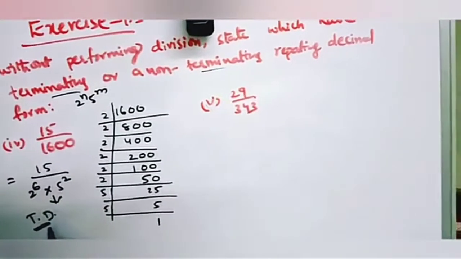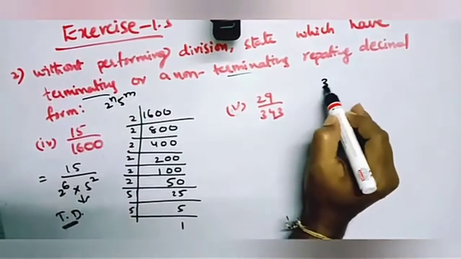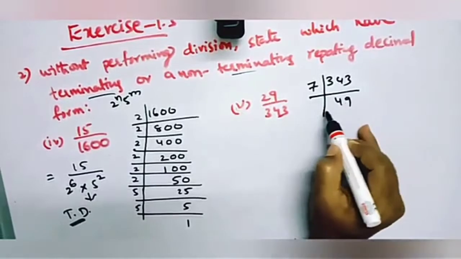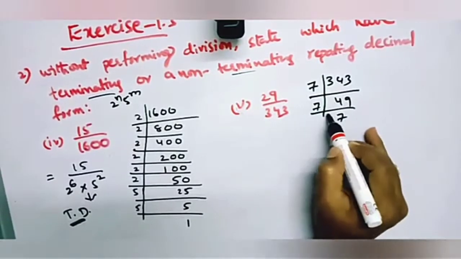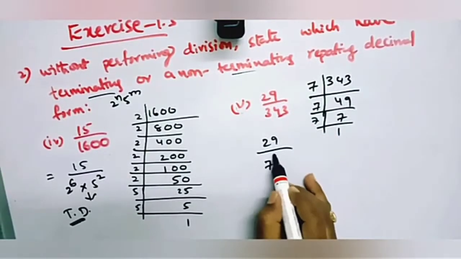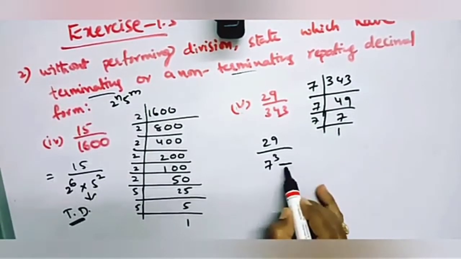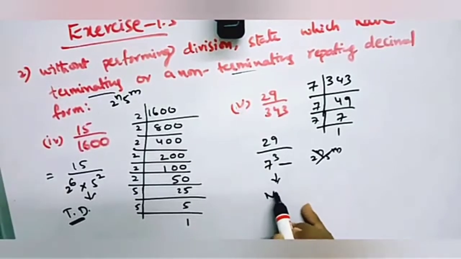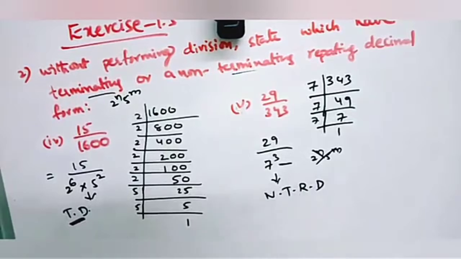The next question, 29 by 343. So 343, I'm doing the LCM with this. It is coming under the 7 table: 7 times 49, then 7 times 7, then 7 times 1. So 29 by 7 power 3, I'm writing the denominator. So the denominator is not in the form of 2 power n and 5 to the power of m. So it is a non-terminating repeating decimal.